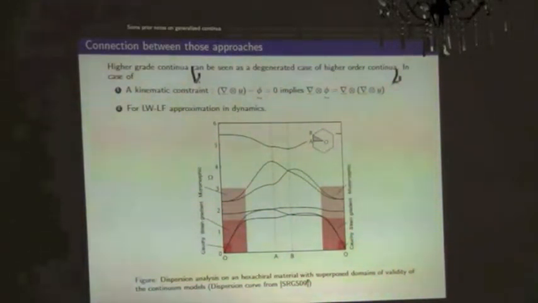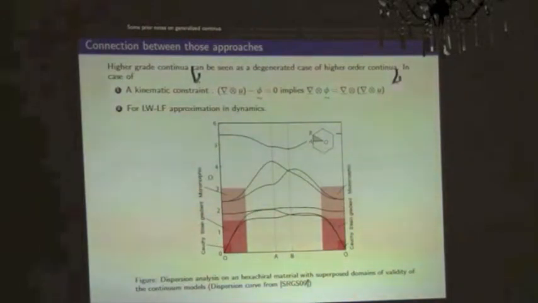So if I impose some kinematic condition, I can degenerate one higher order continuum to a higher grade continuum. One reason to choose higher grade continuum over higher order one is that the number of material parameters to identify is a bit lower. And as we have a lot of parameters, this first approach is a bit easier to handle.